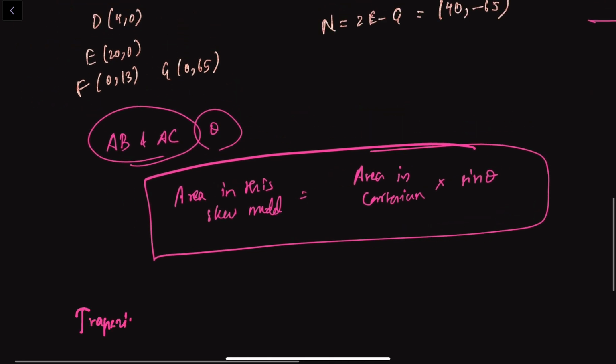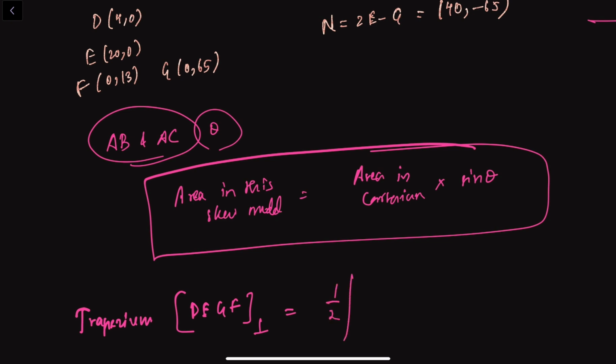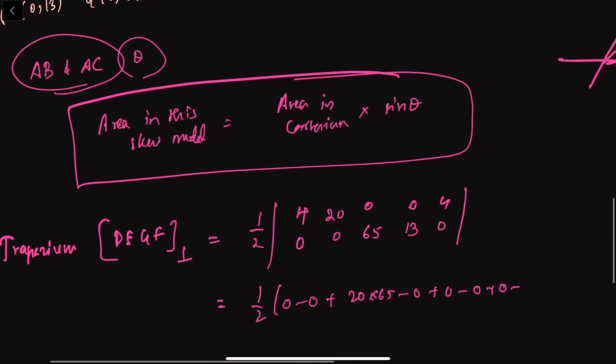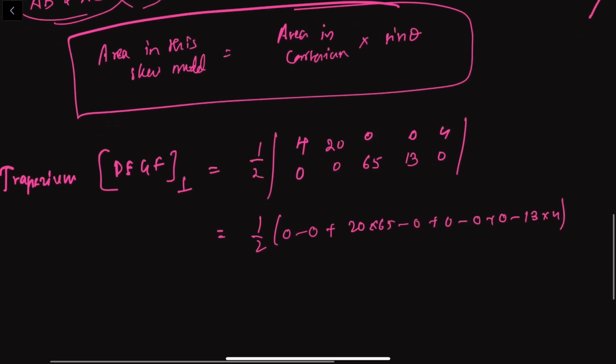First we find the area of trapezium DEGF. In the true coordinate system, we can simply do it using the Shoelace theorem. With D as 4, 0, E as 20, 0, G as 0, 65, F as 0, 13, and again 4, 0, the Shoelace theorem gives 0 minus 0 plus 20 times 65 minus 0 plus 0 minus 0 plus 0 minus 13 times 4. That means this would be 650 minus 26, which is 624.